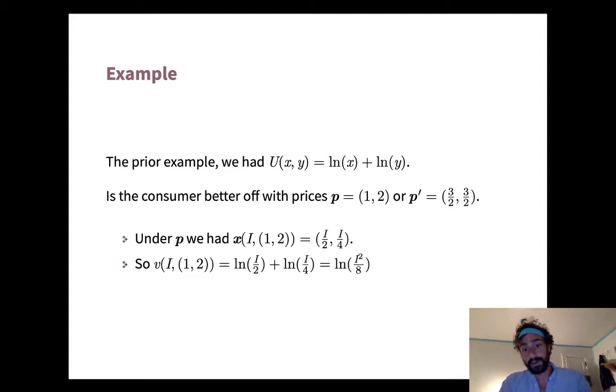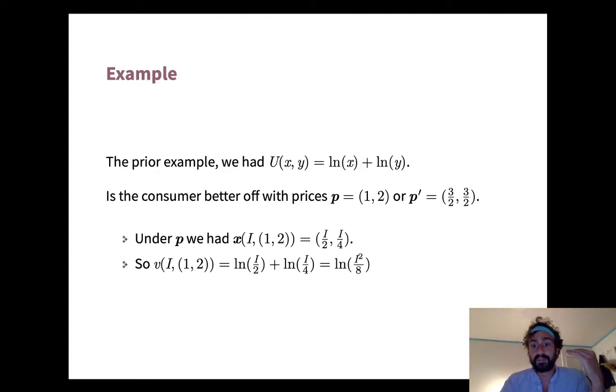So under this particular regime where the prices are 1 and 2, the indirect utility of the consumer is the log of I squared over 8, right? So this last line is the indirect utility of this particular regime under P and I. Now let's say the income is constant, but now the prices have changed to 3/2, 3/2. So notice that 3/2, 3/2 adds up to the same thing. So the total price of buying 1 unit of x and 1 unit of y has remained the same. But instead of y being more expensive and x being less expensive, now they're the same cost.